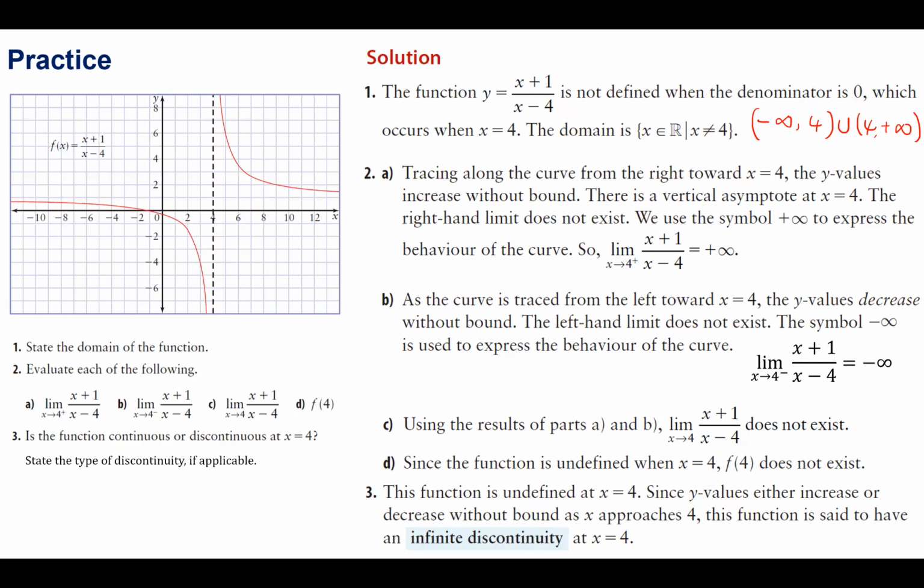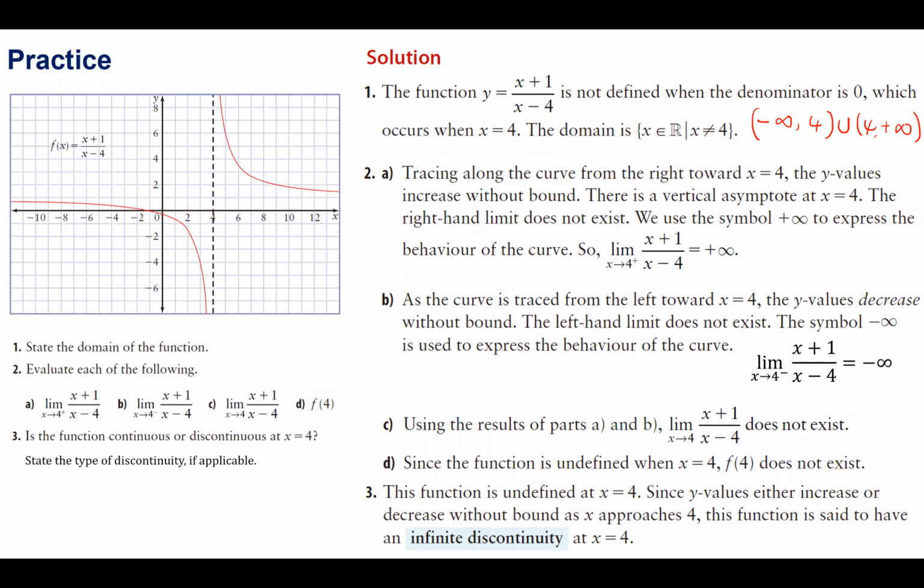So again, do not just write "does not exist." You need to write the behavior of this function. A more accurate way to express this is to use the positive infinity symbol here, okay? Do not just write DNE.